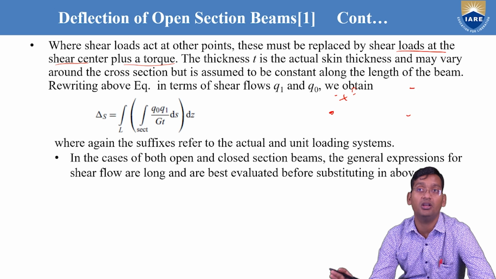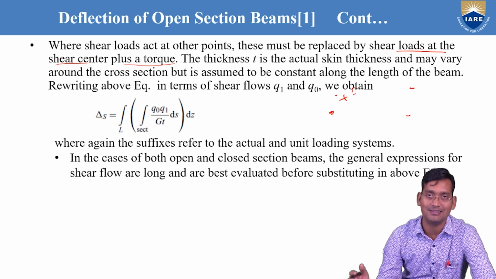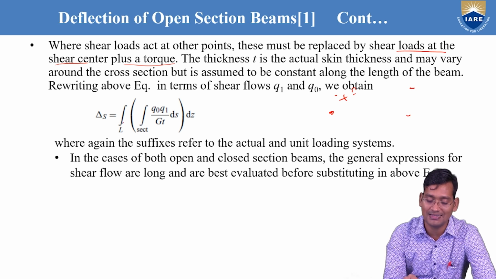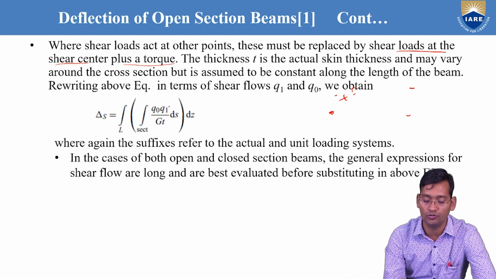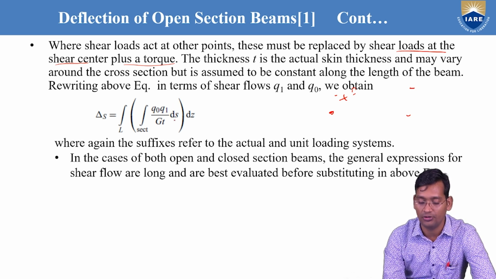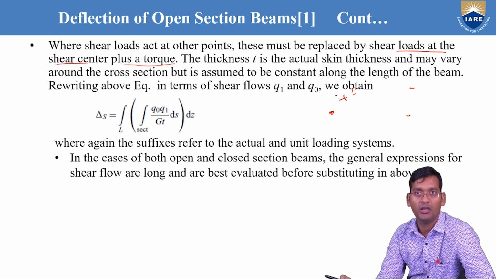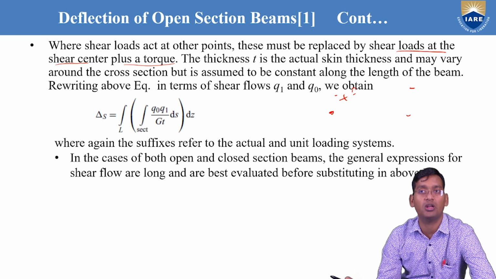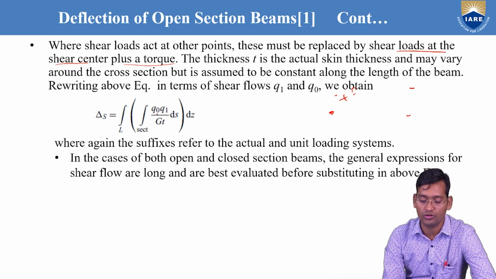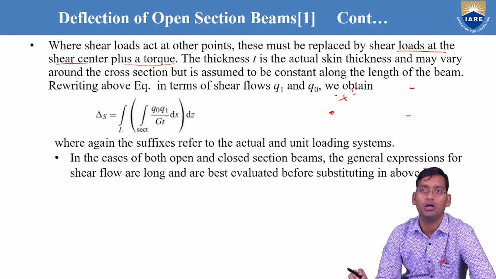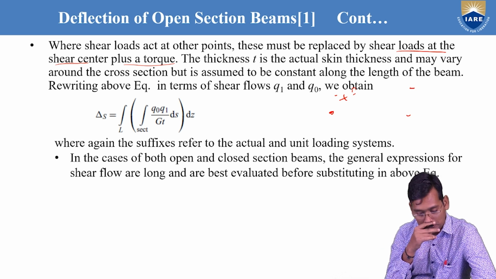Rewriting the above equation in terms of shear flow q1 and q0. Whatever the shear strain is, just opposite to that one: delta S equals the integral from 0 to L, and over the section, of q0 q1 by G t into ds into dz, just the previous equation, where again the suffix refers to the actual and unit loading. So q0 is the actual and q1 is the unit loading system.